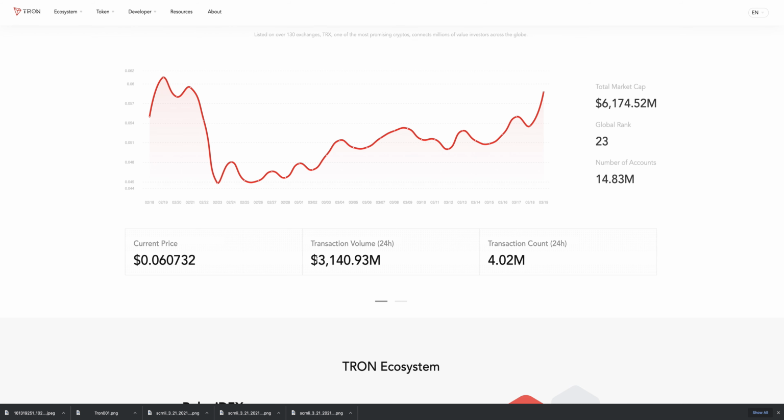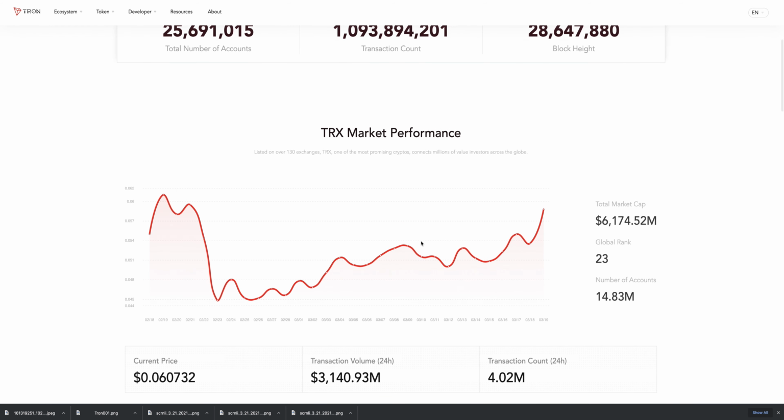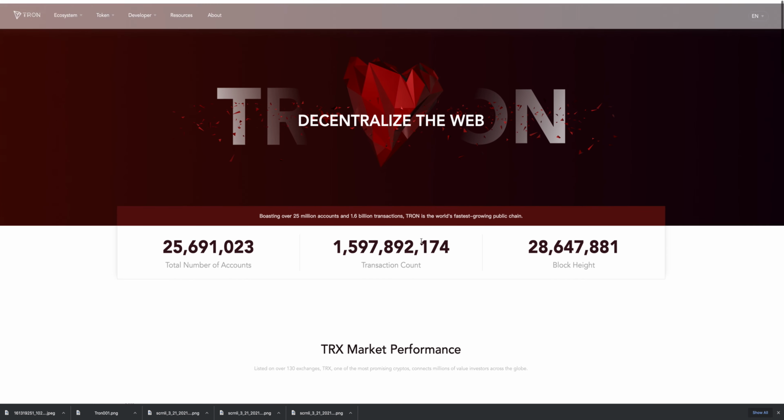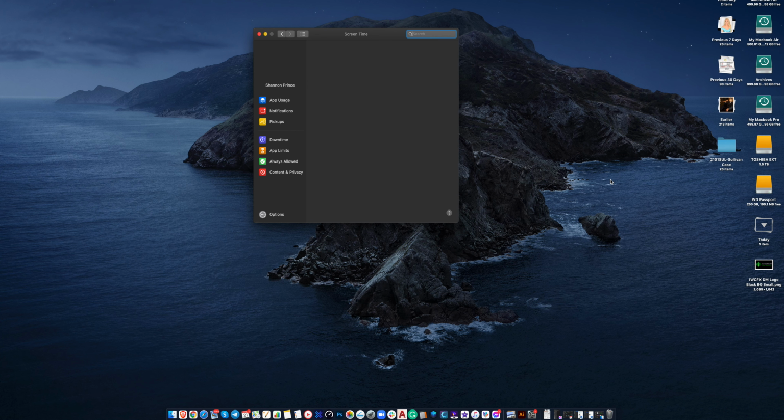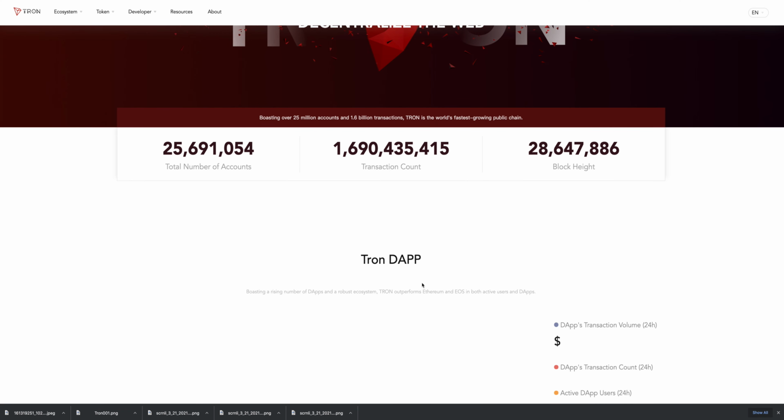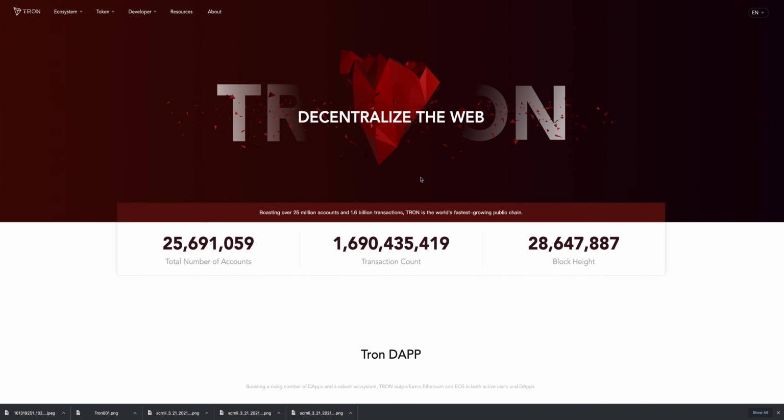However, if you look at the transaction volume, now this is a 24-hour transaction volume, it is currently at 3140.93 million dollars, okay? That's, what would that be, $3,000 million. Well, obviously that's a little over $3 billion, with 4.02 million transactions in the last 24 hours. So, while you may be unaware of what Tron is, while you sleep at night, Tron is trading, and it's very popular in the Asian realm. Tron is something you'll hear about.